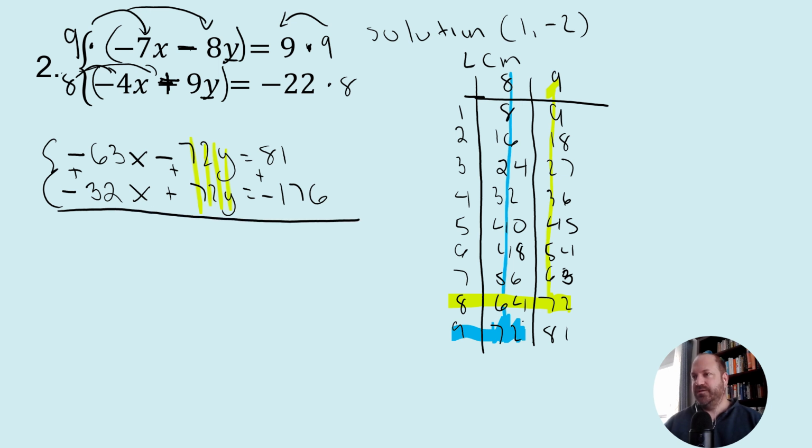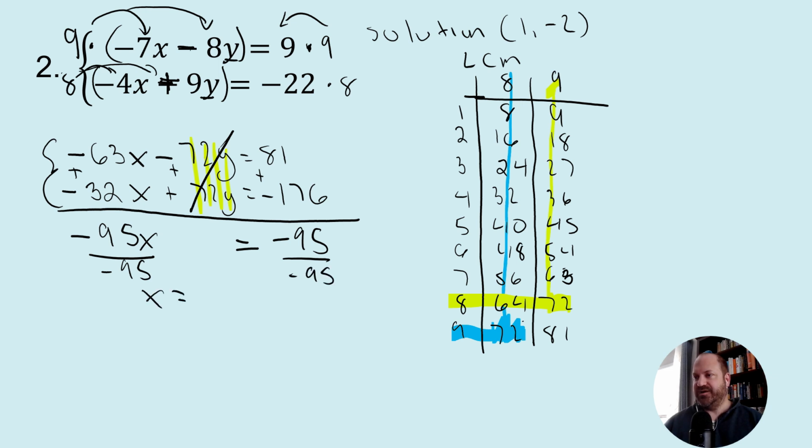So if we add vertically, negative 63x plus negative 32x gives us negative 95x. The y's cancel out, and we get negative 95 on the right side. 81 plus negative 176 equals negative 95. So let's divide by negative 95 and divide by negative 95, and we get x equals positive 1, which checks with our solution here. Let's solve for our y value.